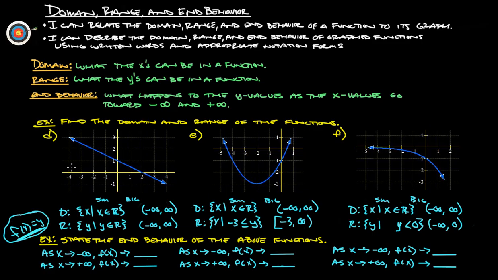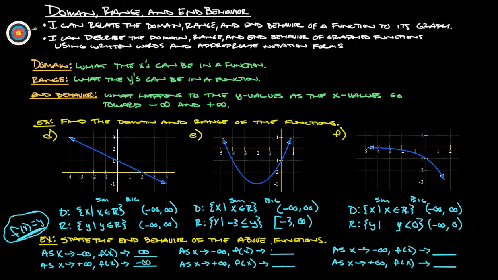So as we're going to the left here, this is going up. So y is going towards positive infinity, because you can see this goes up forever and ever. Okay, and then as x approaches positive infinity, as we're going to the right here, what's happening to the graph? The graph is going down towards negative infinity.